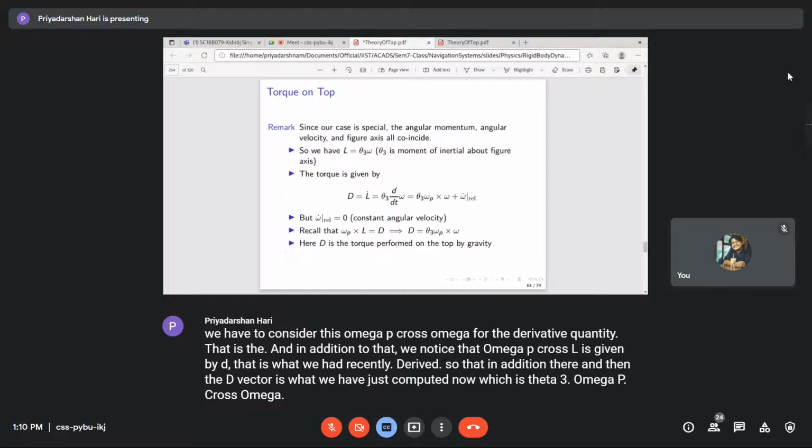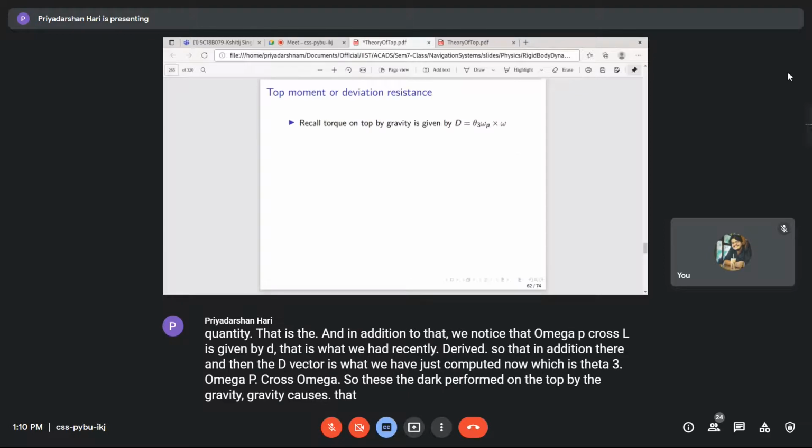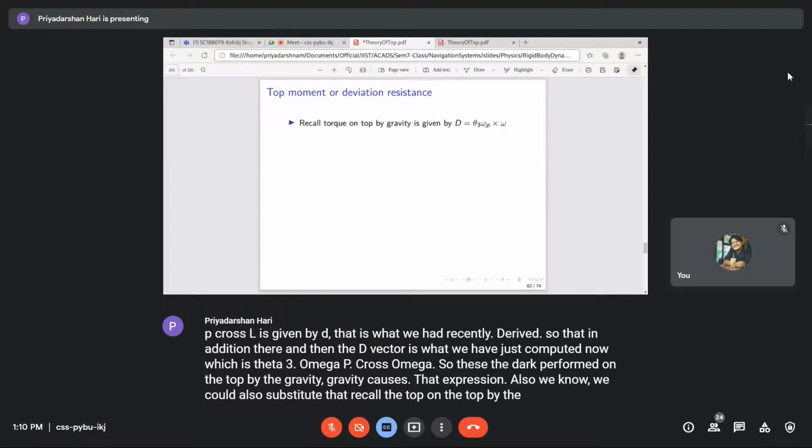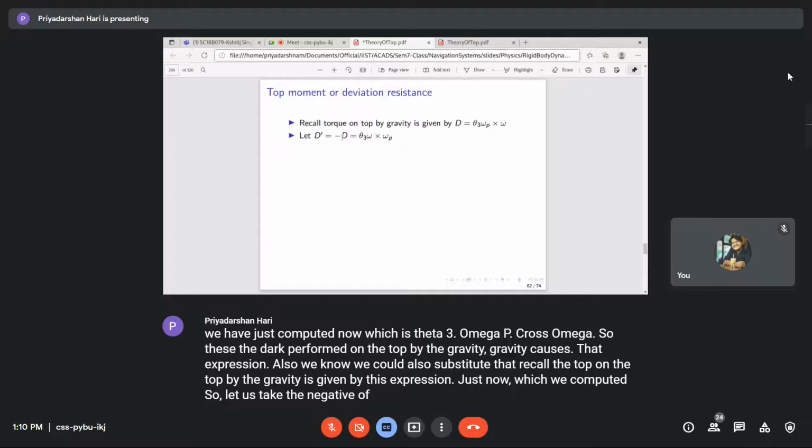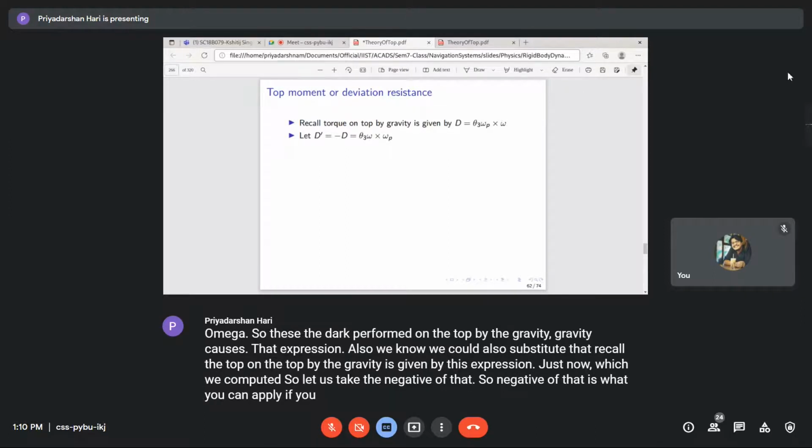So D is the torque performed on the top by the gravity. Gravity causes that expression, which we also know, so we could substitute that. Recall the torque on the top by the gravity is given by the expression we just computed. So let us take the negative of that. The negative of that is what you can apply if you want. That is what is coming out as the measurement.